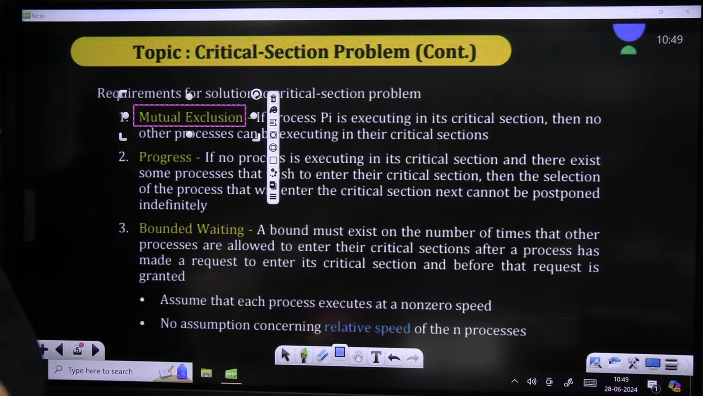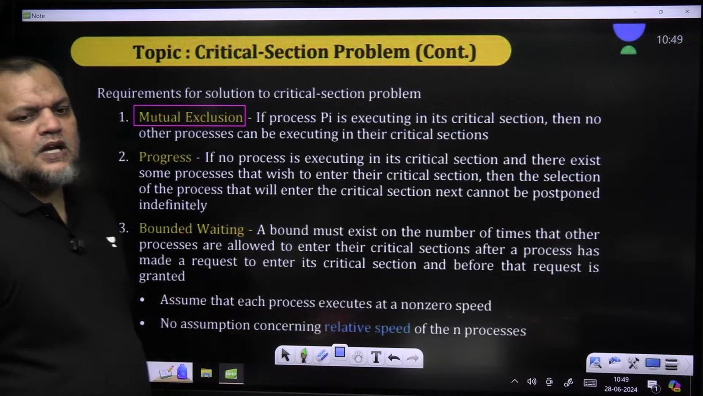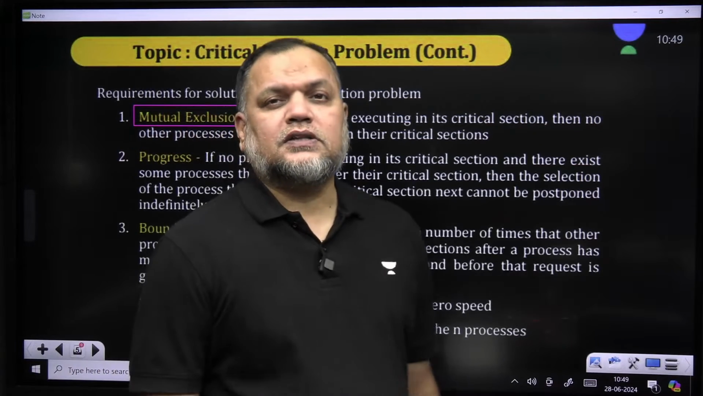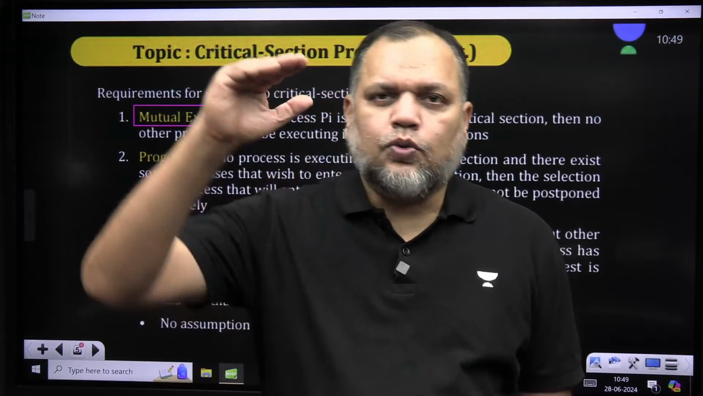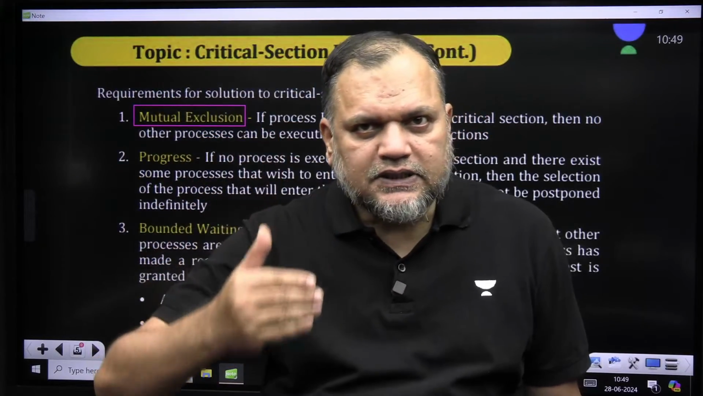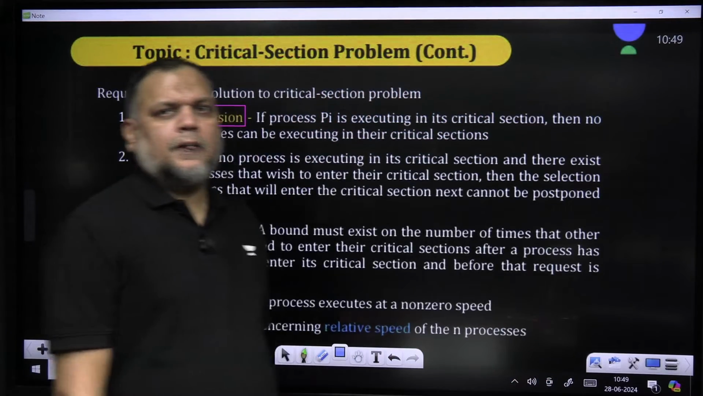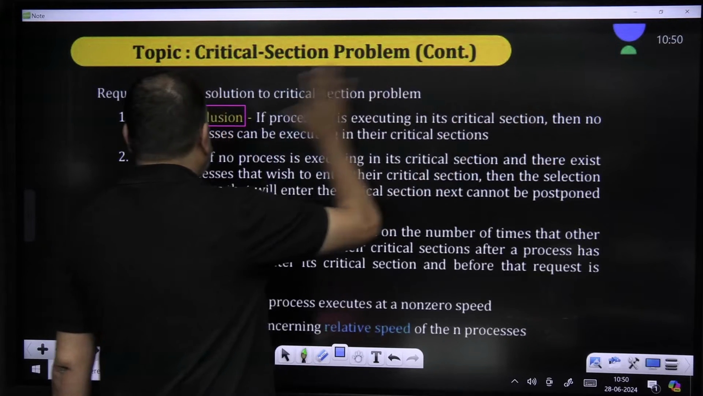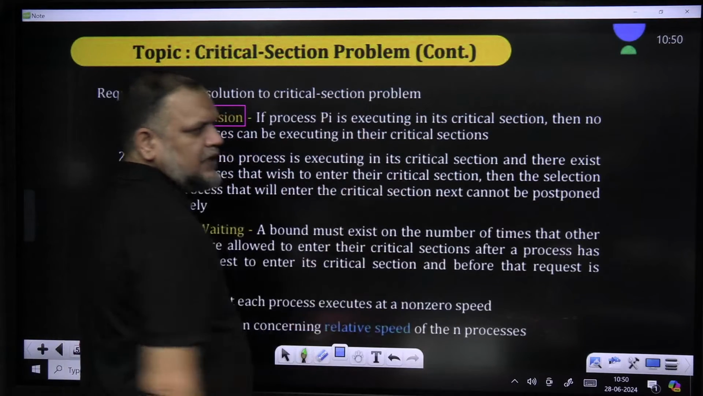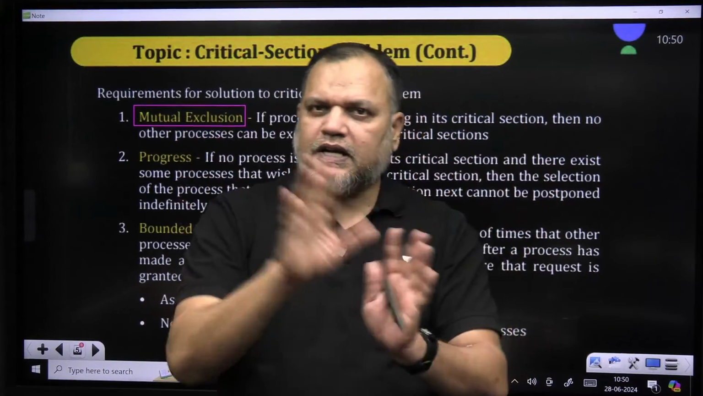The principle of mutual exclusion says that no two processes may be simultaneously present in their critical section. मतलब अगर कोई प्रोसेस क्रिटिकल सेक्शन एक्सेस कर रहा हो तो कोई दूसरा प्रोसेस एंटर नहीं होना चाहिए. That is mutual exclusion. See the definition. If process Pi is executing in its critical section, then no other process can be executing in the critical section. दोनों एक साथ एक्सेस नहीं कर सकते, एक के बाद एक.